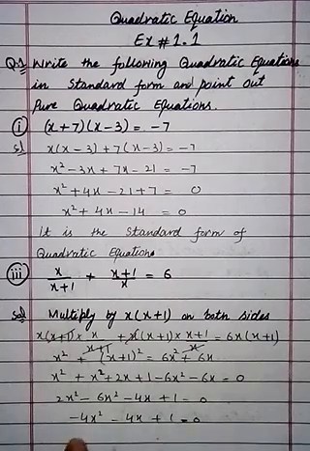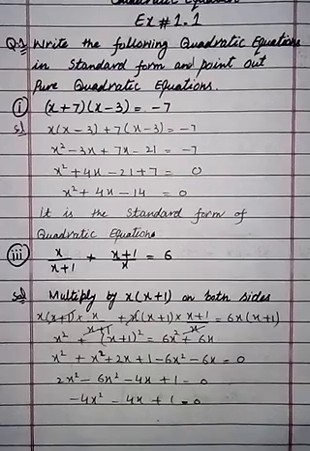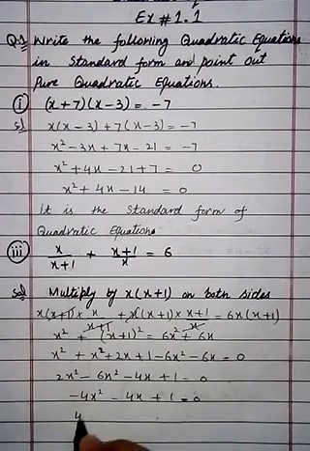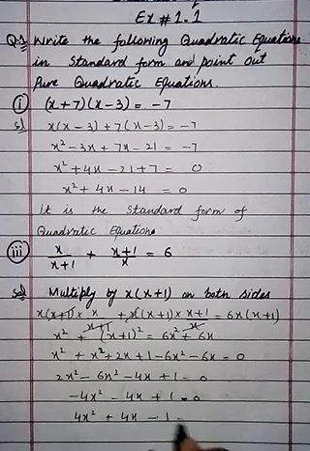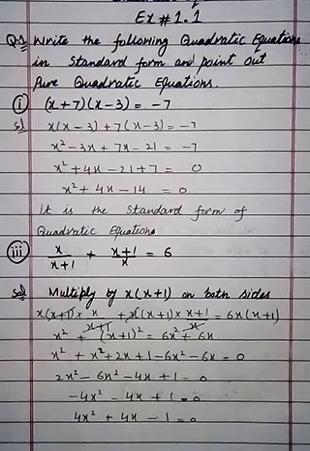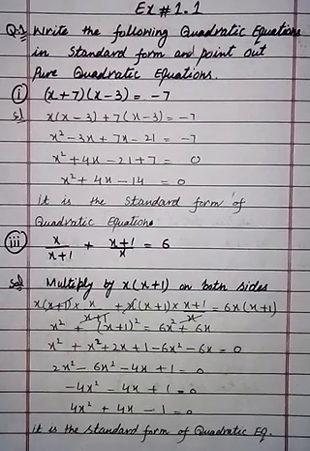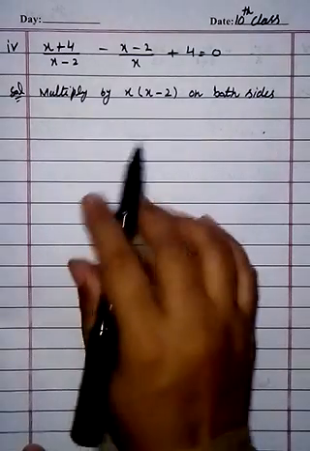Now you have to convert into plus, so you have to multiply by minus on both sides. Then you will get 4x square plus 4x minus 1 equals 0. The bx term is present here, so it is the standard form of a quadratic equation like this. Now we will start the next part, number 4. Now it is also in fraction form.